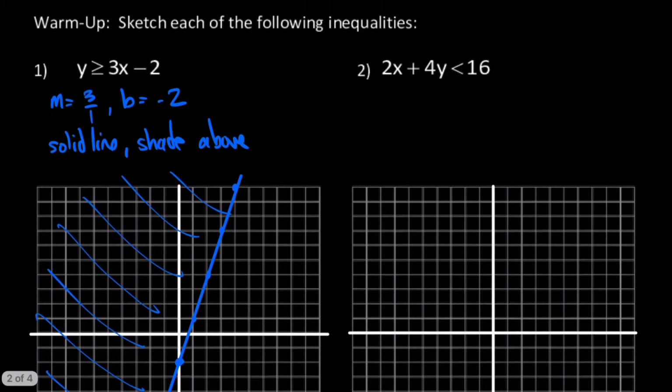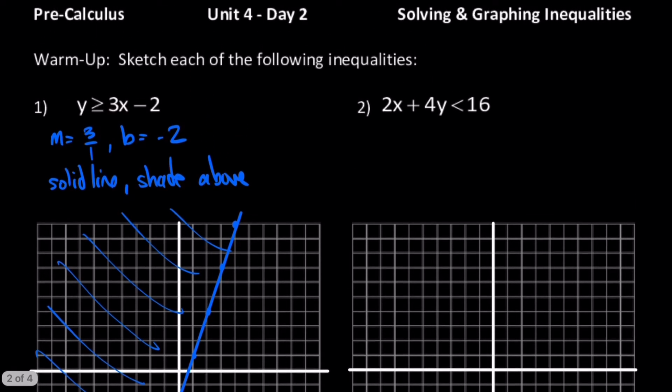All right, the next example, I want to use the intercept method because I notice it's not solved for y, but this number right here, a constant, is divisible by both 4 and 2. So I'll have nice integer intercepts on both the x and the y. So remember how to do that. To get the x-intercept, you set y equal to 0. So this just goes away. What are you left with? 2x equals 16. So x is 8.